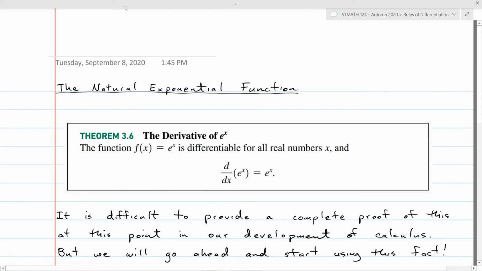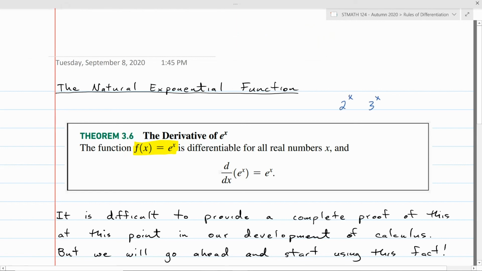And we're getting there. We're going to make an unexpected little detour here and talk about the natural exponential function. So the natural exponential function is this f of x equals e to the x function. That's called the natural exponential function, or sometimes it's just called the exponential function. It's like the standard exponential function. You can have other exponential functions, like 2 to the x or 3 to the x.